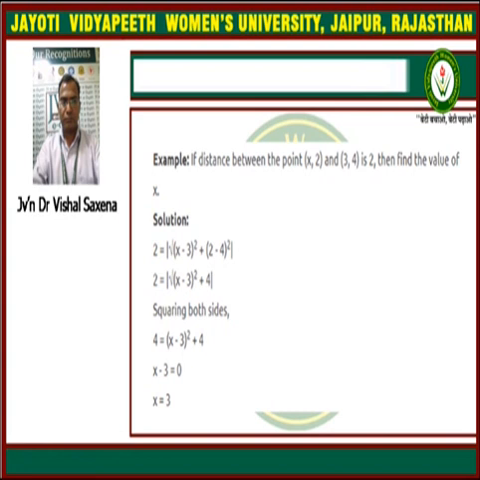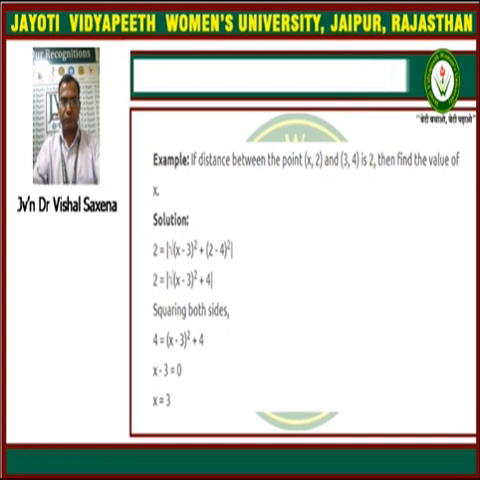So it means we can apply the distance formula here, and the distance is equal to 2. So on the left hand side we can write 2 as distance, and the right hand side we can apply the formula of distance, that is the square root of (x2 minus x1) whole square plus (y2 minus y1) whole square. So suppose (x1, y1) is the point (3, 4) and (x2, y2) is the point (x, 2).